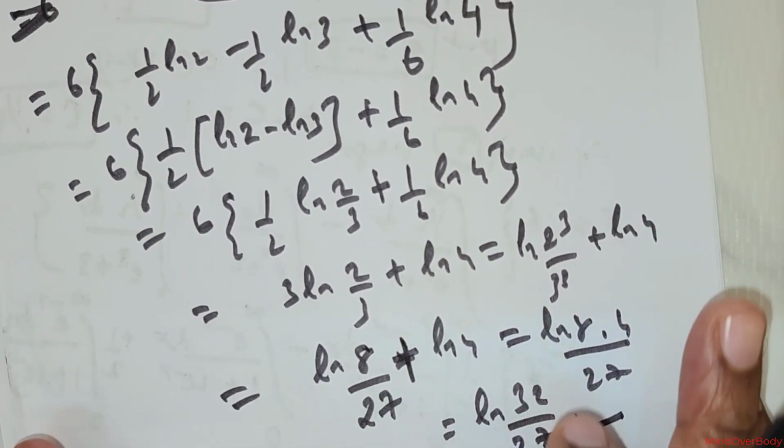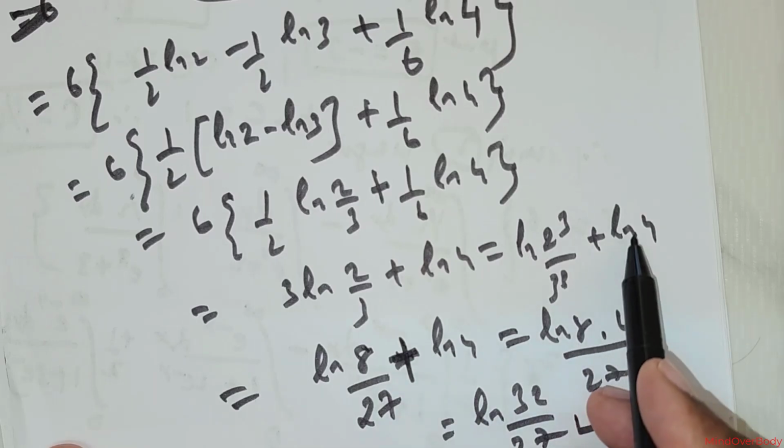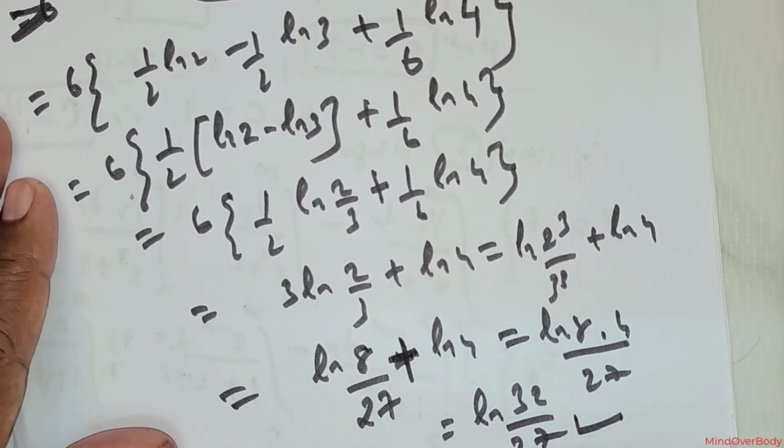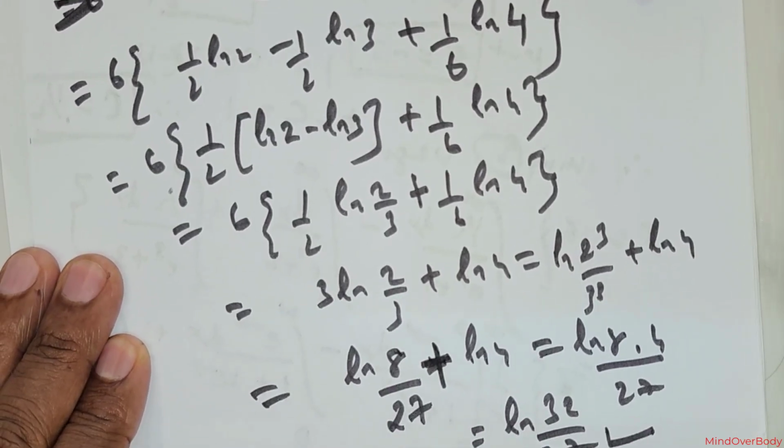So you can check it out and see for yourself. So this is addition here. ln 4 is being brought in and this is adding the quantities, and you get ln 32 over 27, which is the answer we should get.